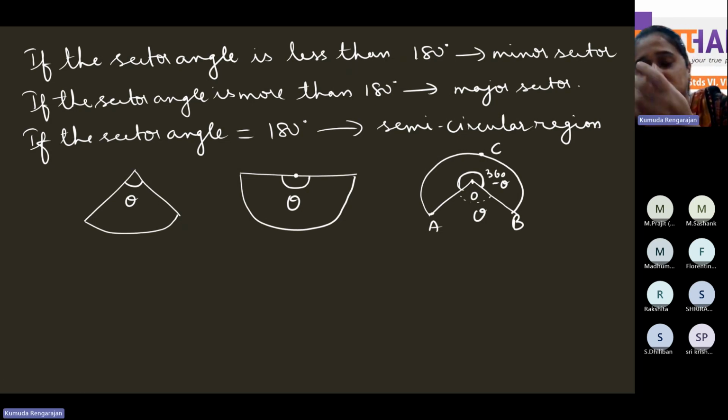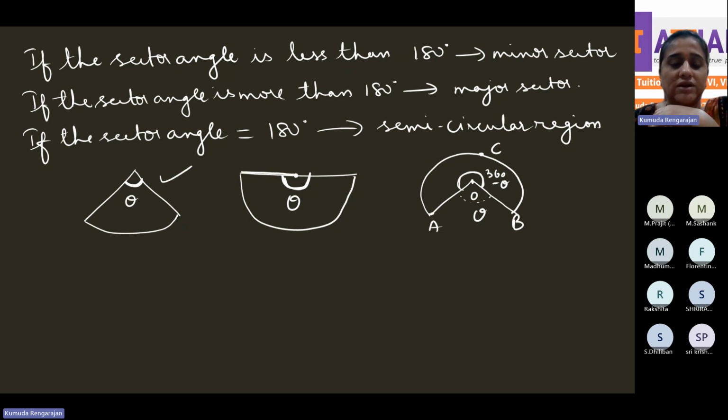All right. So these terms we also came across last year. If the sector angle is less than 180 degrees, the sector is called a minor sector. If the sector angle is more than 180 degrees, the sector is called a major sector. And if it is equal to 180 degrees, it's a semicircular region. So here you see a minor sector. A minor sector looks like this. If the sector angle is equal to 180 degrees, this is how the sector looks.